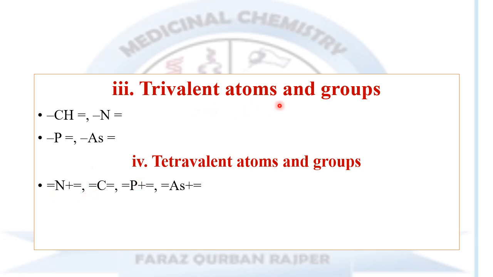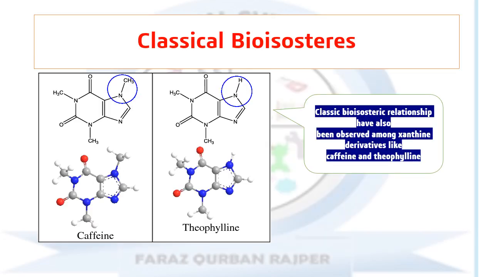So the trivalent atoms or groups, examples are phosphorus, strontium, nitrogen, CH, and the tetravalent atoms include these different groups, phosphorus, strontium. So we will not go into detail of these, but now we are checking out another example of a classical bioisostere drug.